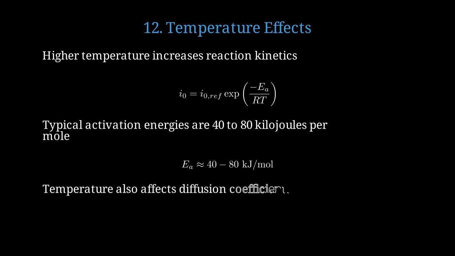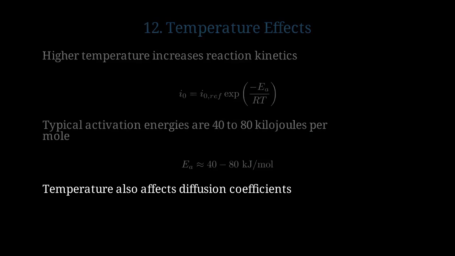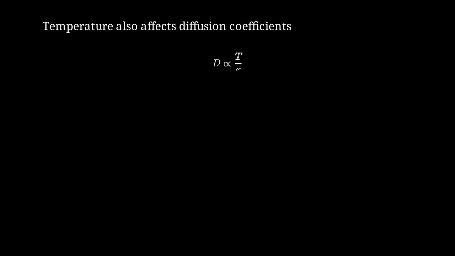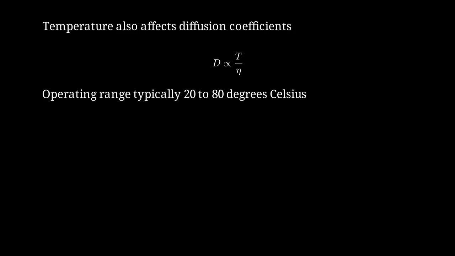Diffusion coefficients increase with temperature according to the Stokes-Einstein relation. Diffusion coefficient is proportional to temperature over viscosity. Both factors increase D with temperature. Most microfluidic fuel cells operate between 20 and 80 degrees Celsius, balancing performance with material stability.